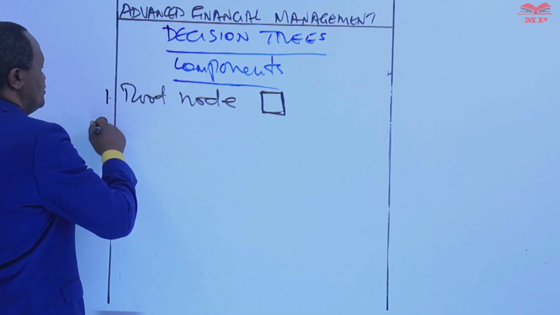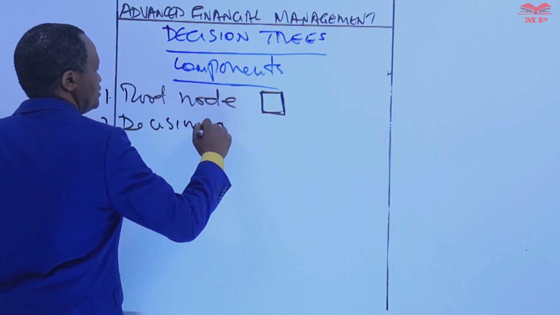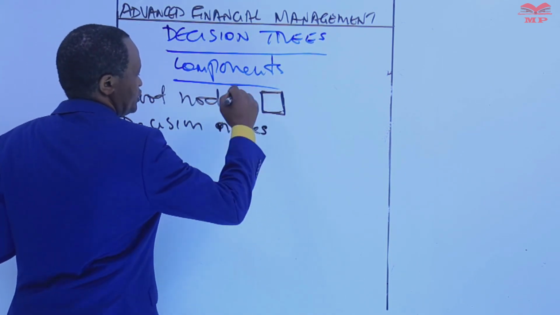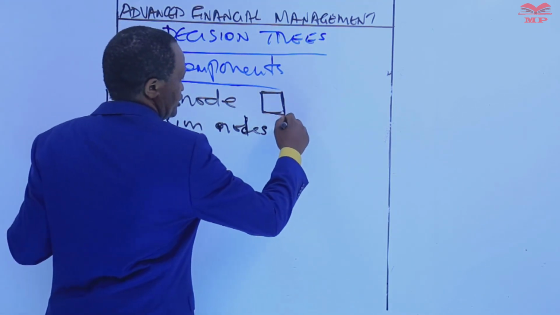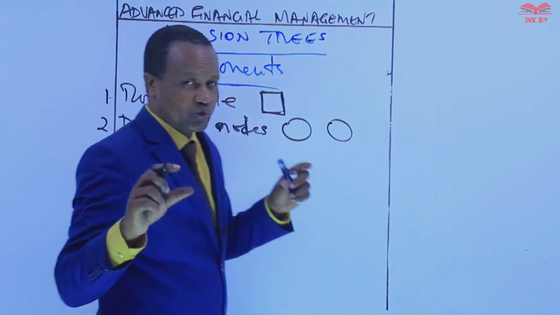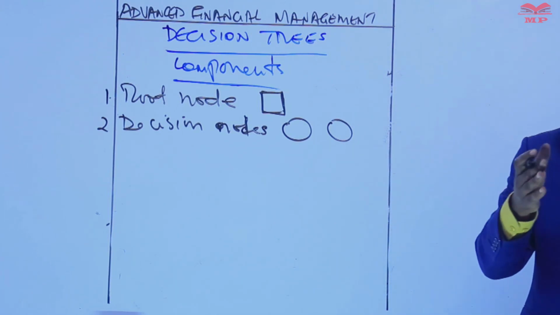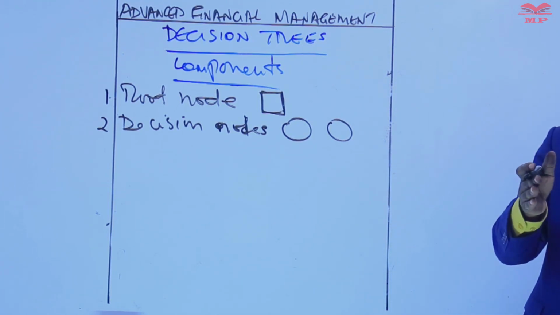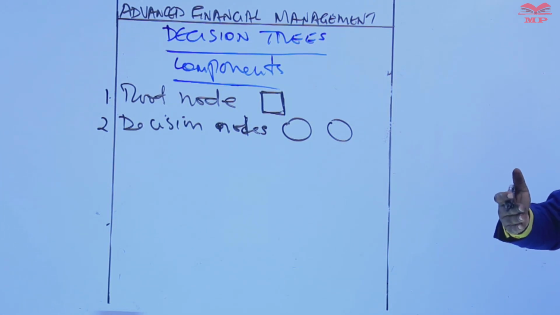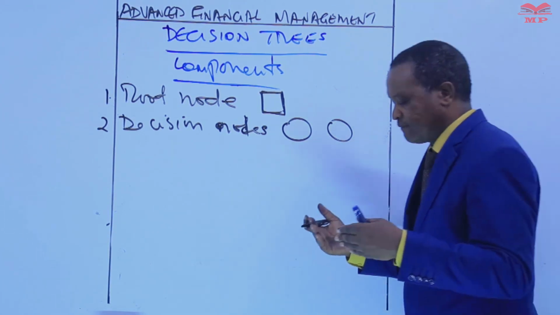Then you have decision nodes. You take that shape. That is the shape of a decision node. It's a circle. So these are internal nodes where a decision or choice needs to be made based on certain criteria or conditions.